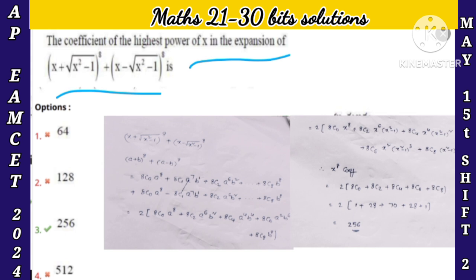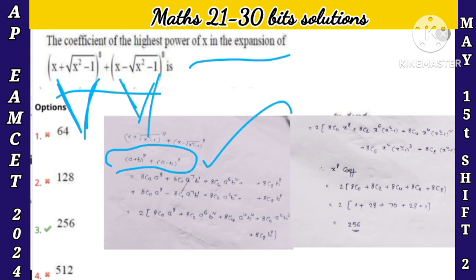Okay, see the answer. First I am taking the first value as a and the second one as b. Then the question becomes the form (a + b)^8 + (a − b)^8. Now first take the (a + b)^8 expansion plus the (a − b)^8 expansion. Here the odd terms get cancelled and even terms are repeated twice. That is 8C0 a^8 repeated twice, so 2 into 8C0 a^8. The last value is also repeated twice.